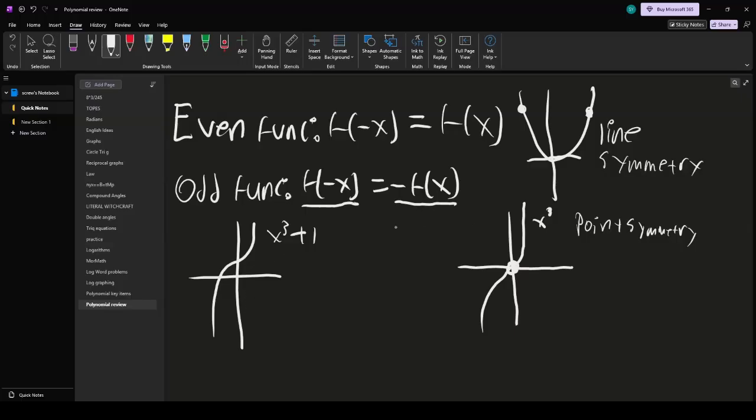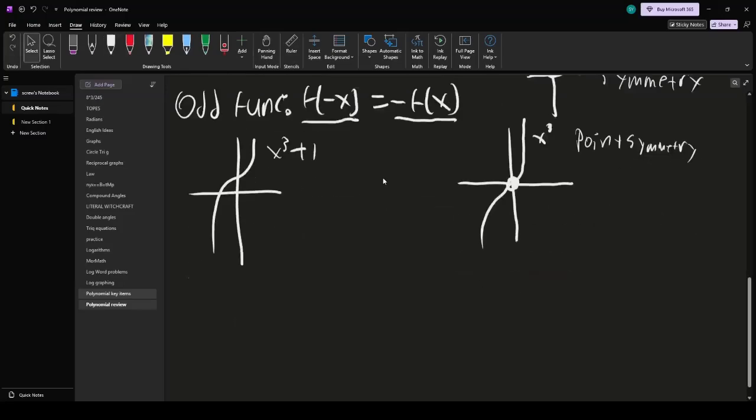So not all functions are even or odd, I take that back. There are definitely functions out there where, if you do the math, neither of these definitions holds true. In that case, that function would be neither even nor odd, and that would also mean that they don't have symmetry either.